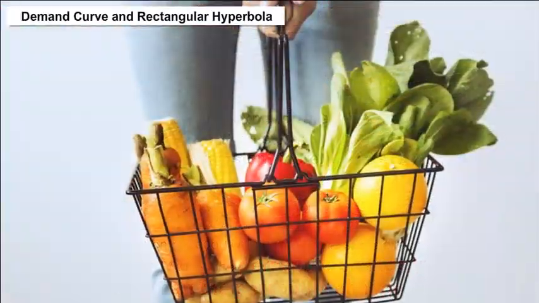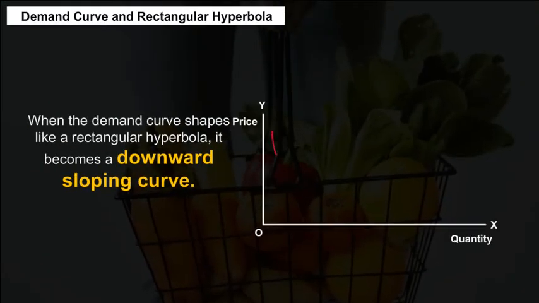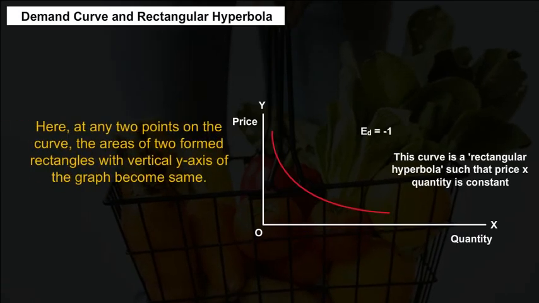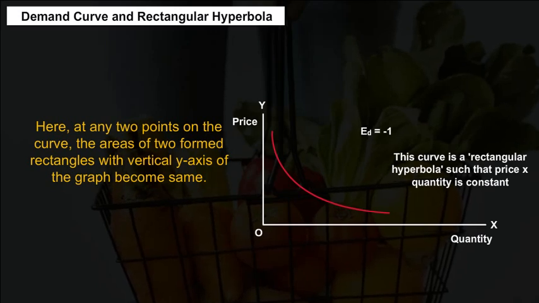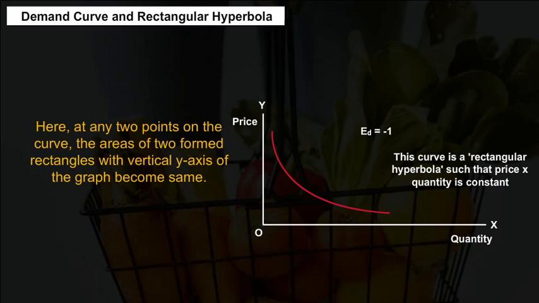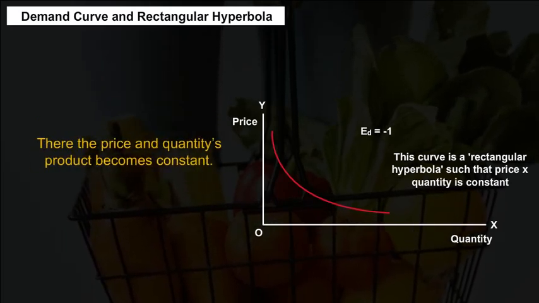Demand curve and rectangular hyperbola. When the demand curve is shaped like a rectangular hyperbola, it becomes a downward sloping curve. Here at any two points on the curve, the areas of the two rectangles formed with the axes of the graph are the same. There the product of price and quantity becomes constant.